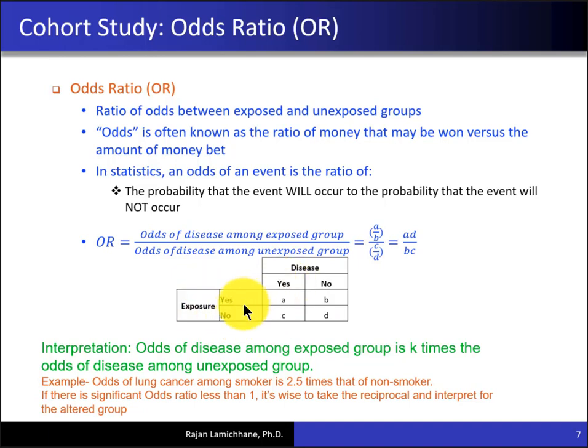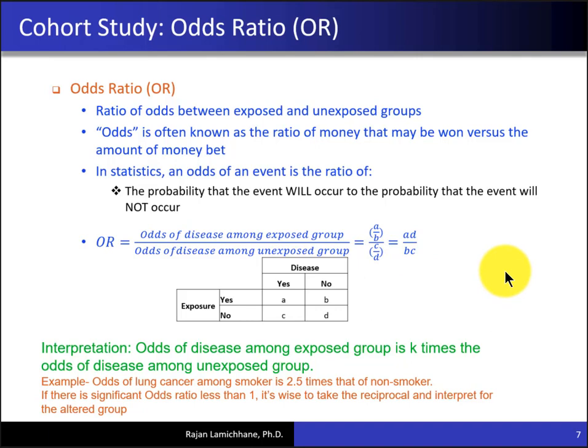And among the non-exposed group, the odds of disease is C over D. And if you take the ratio of these two odds, A over B divided by C over D, then this is called the odds ratio. In short form, if you manipulate this a little bit, you can see that cross multiplication diagonally gives you the odds ratio: A times D divided by B times C. That's what it is.